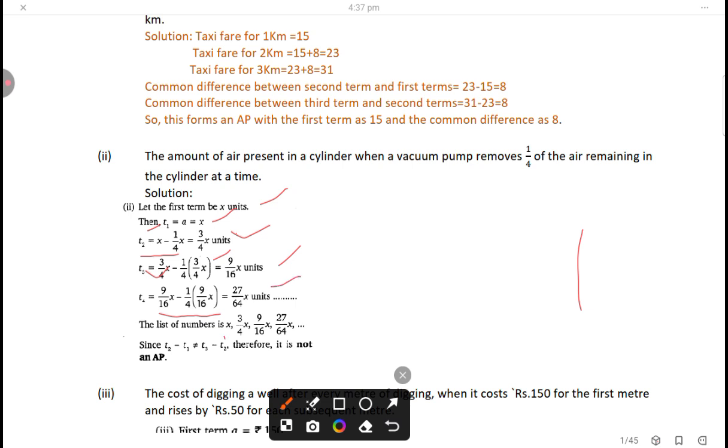So the numbers are x, 3x by 4, 9x by 16, 27x by 64. So here the difference is not equal. So they are not forming, they are not in AP.